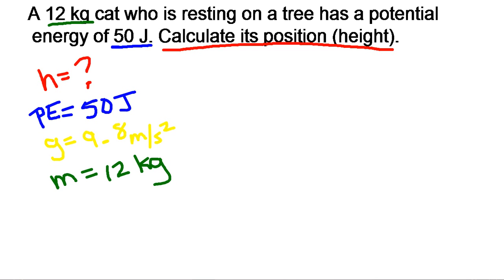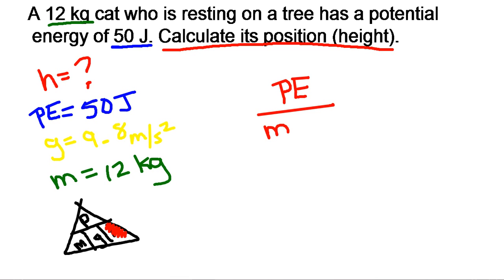Step number 3 says write the equation. I'm going to again draw the triangle for you. You can reference your triangle. And we know that potential energy equals M times G times H. I'm trying to solve for H, so I'm going to cover up H. And I'm going to see that potential energy divided by mass times gravity, because PE is on top of the M and G, equals my height. So I'm trying to find my height.